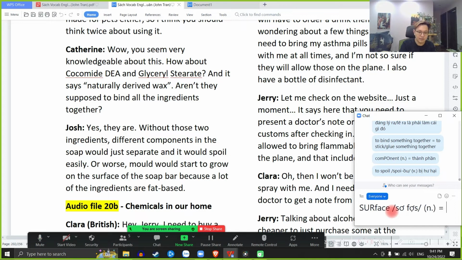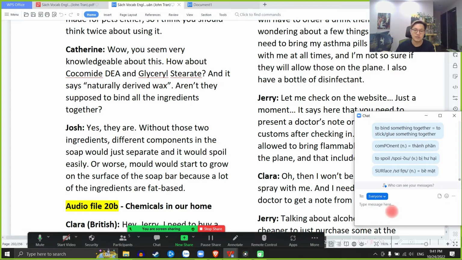Surface. It's not "surface" with a strong second syllable, guys. The second sound is weaker. So it's surface. On the surface of a soap bar, the surface of the soap bar. Because a lot of ingredients are fat-based.